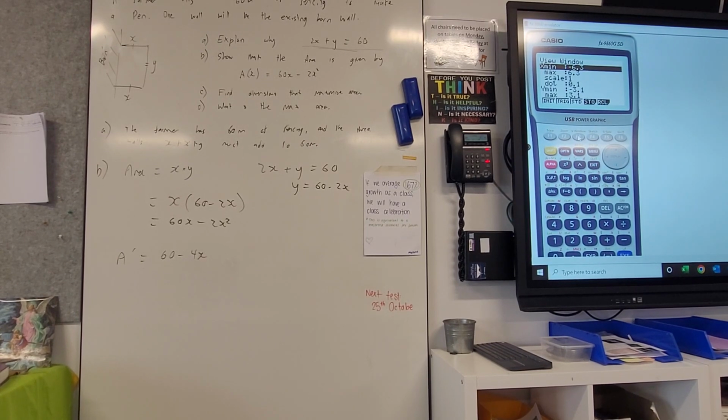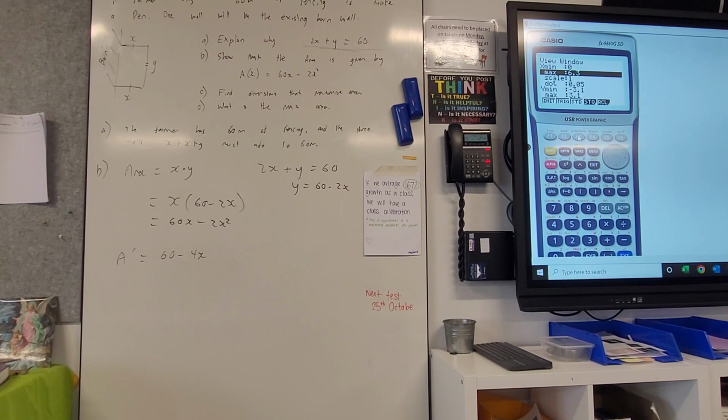Now for my x min, x is a length, so it has to be positive. So that means the lowest my x could be is above 0. So I'm going to set my x min as 0, but my x max, well, I know the dimensions are 60 meters. It has to be 60 meters the whole way around.